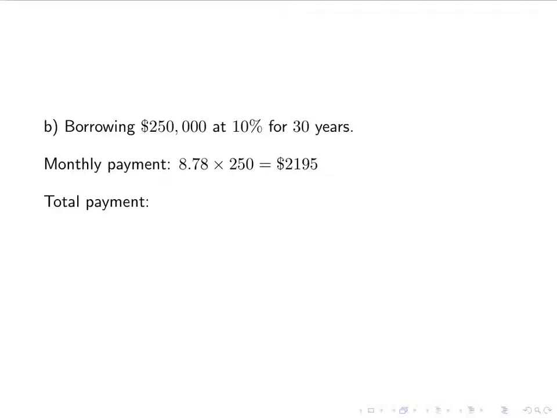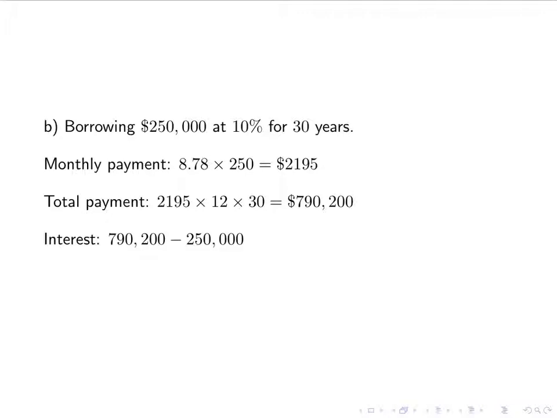If we want to find the total payment, we're going to take that number, again, multiply by 12 to find the yearly rate, and then multiply by 30 because it's a 30-year loan. So $2,195 times 12 times 30 gives us $790,200. To find the interest, again, we take what we paid and we subtract what we borrowed. So we paid $540,200 in interest alone. That's more than double the amount that we actually borrowed.